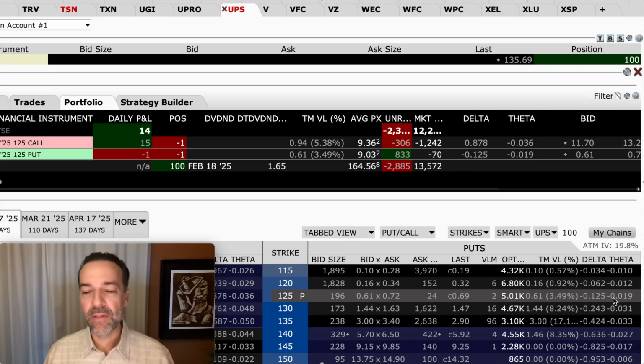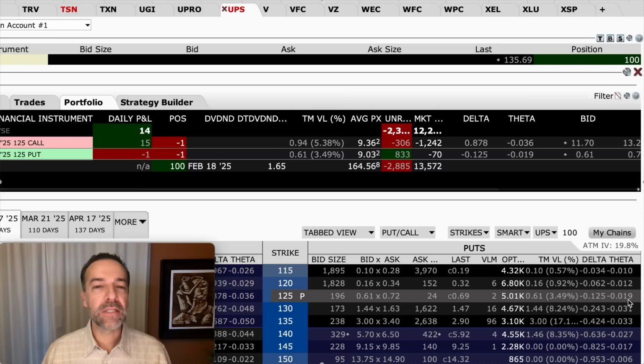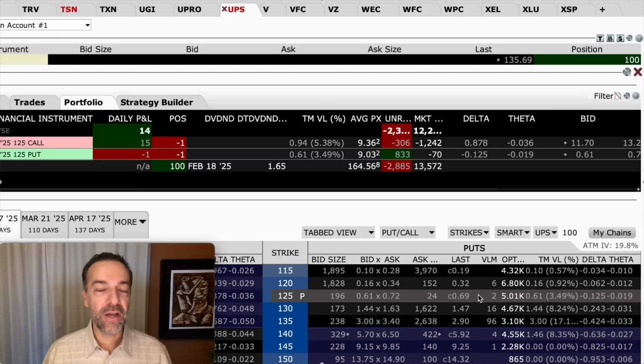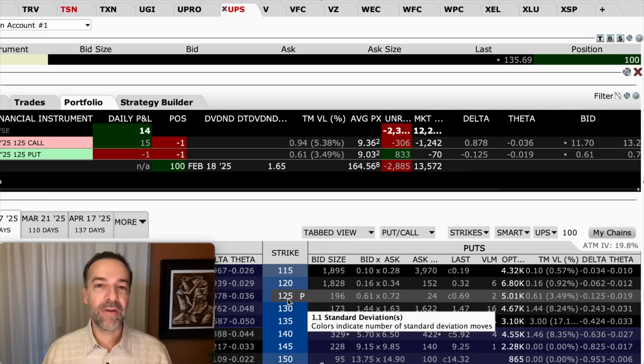Another interesting column in this option chain is this time value percentage. So you see the theta is 0.019, but this time value percentage is 3.49. So what is that? That's actually my broker trying to annualize the return that I'll receive on that extrinsic value, on the theta portion of this option. So saying that right now, where this option is trading at, I'll get about a 3.49% annualized return based on the 125 strike price.